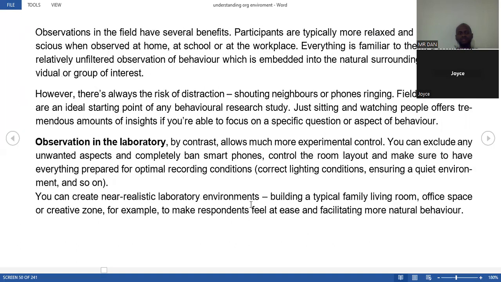Then the other thing is observation in the laboratory. We are saying you are going to do some experimental controls where you give people some activities and you try your level best to control them, and you see how they react in that conditioning. And that will form the basis of your decision in terms of behavior.